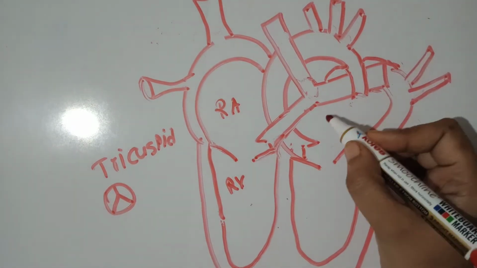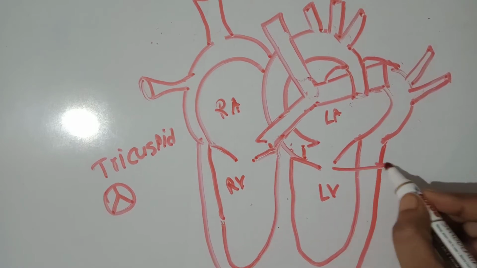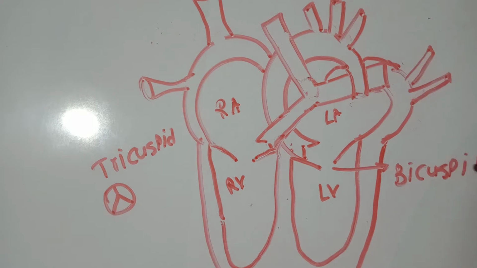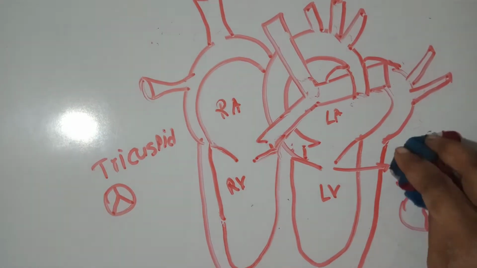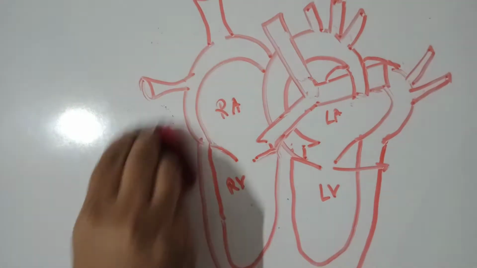Between the left atrium and the left ventricle, there is a valve called the bicuspid valve, because it contains two flaps. The tricuspid and the bicuspid valves are very important to prevent the backflow.